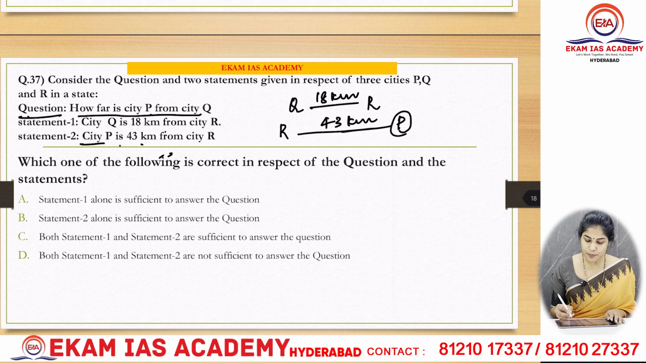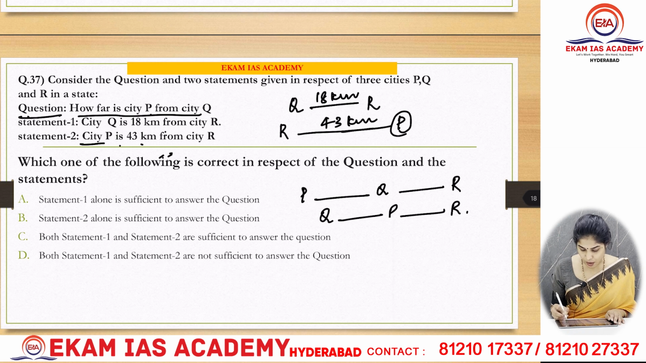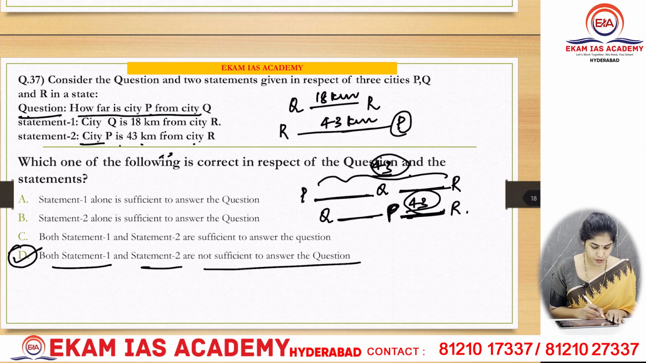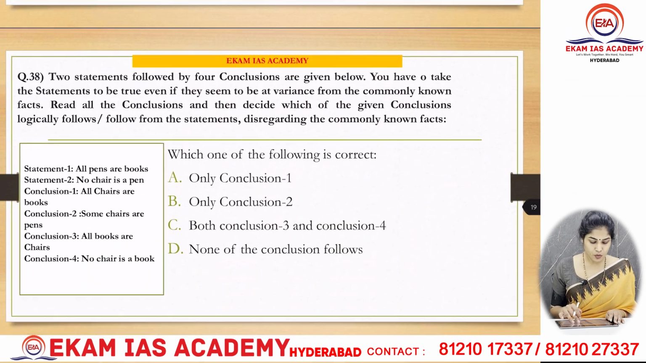We don't know where P is. So it can be here, right? Or it can be in between Q and R also. How far is city P from city Q? If it is ahead, then this total is 43. If it is between, this is 43. So we can't say. So there are 2 possibilities. In the statements, they haven't given the placement of city P. So statements 1 and 2 are not sufficient to answer the question. So D is the right answer. Let's go to the next question.